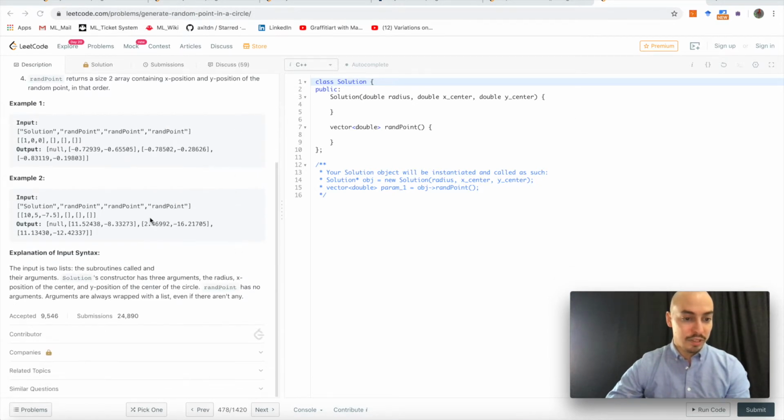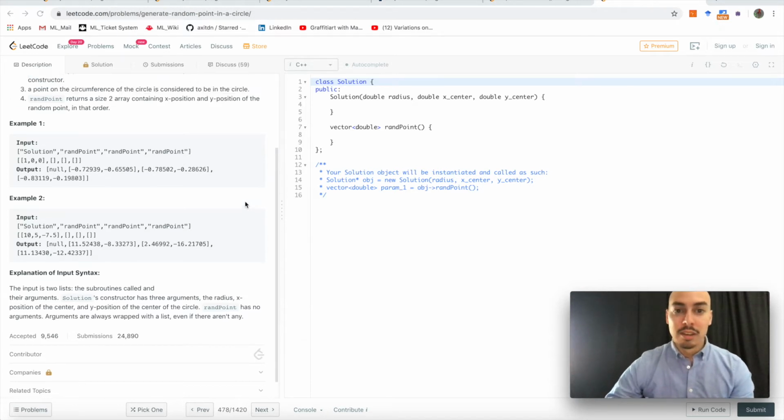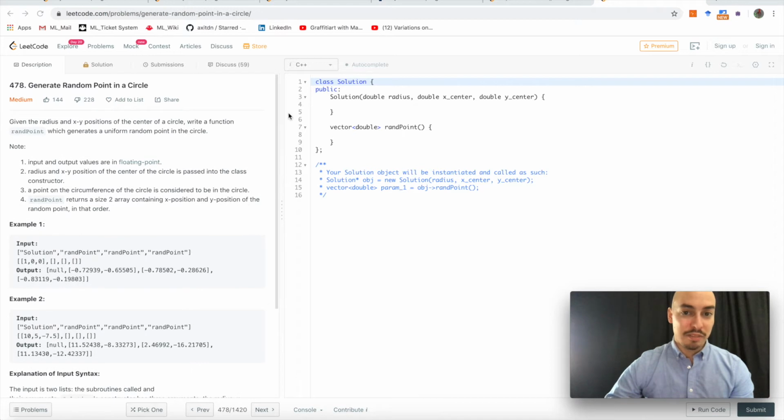They go into a little more detail on the syntax. Input is 2 lists, subroutines called, and their arguments. Solution's constructor has 3 arguments: the radius, the y position, and x position of the center of the circle, and that randPoint has no arguments. Arguments are always wrapped with a list, even if there aren't any, which is what we see here with those empty brackets. But later we're not going to spend too much time on the class architecture and rather only focus on the rejection sampling part of it.